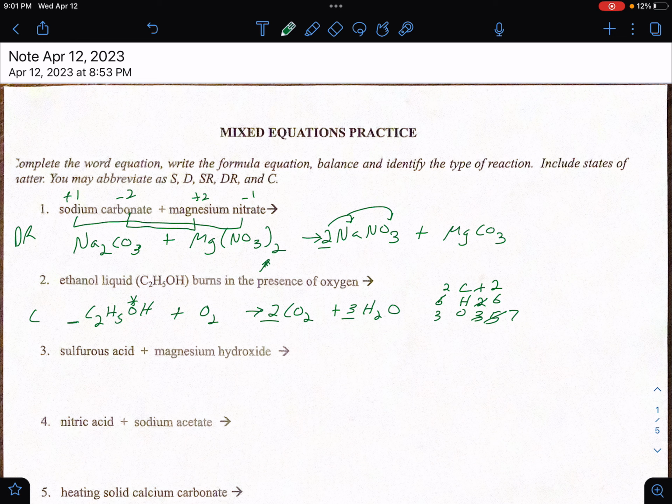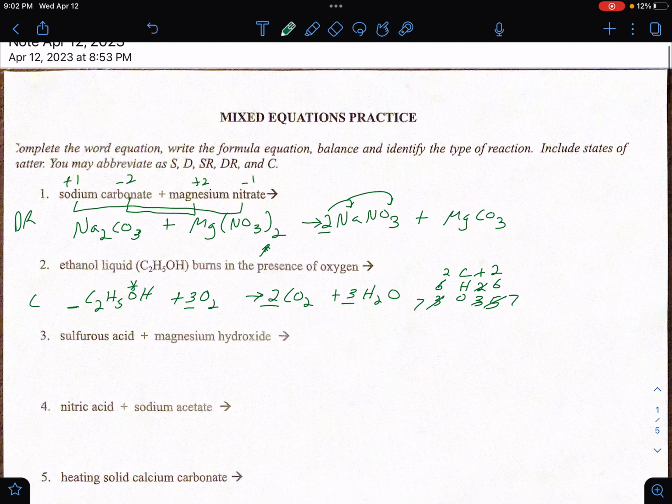So I want to figure out how can I manipulate this O2 to get me to 7. So 1 plus what would give me 7? Well, that would be 6. So I'm going to multiply this by 3. Now I recount my oxygens and I have 7 on the left. And now it is balanced.